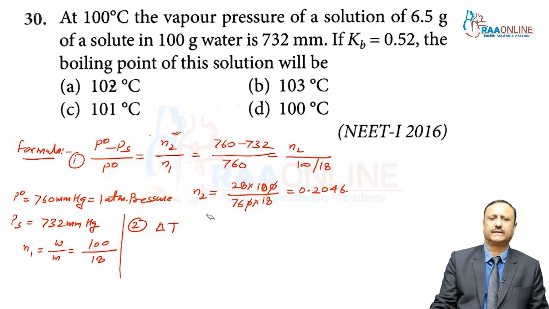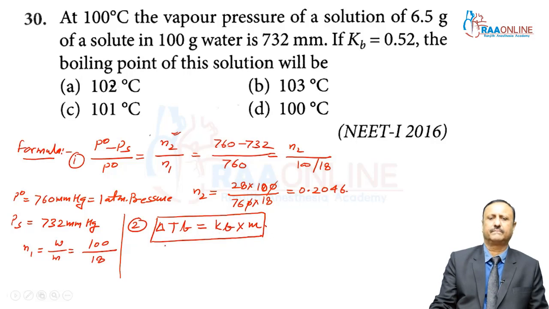So when you can get the boiling point, you can see the delta TB. Delta TB is equal to KB into small m. So my dear students, you can see this formula also. Delta TB is equal to KB into small m. And in this formula we can see the delta TB.